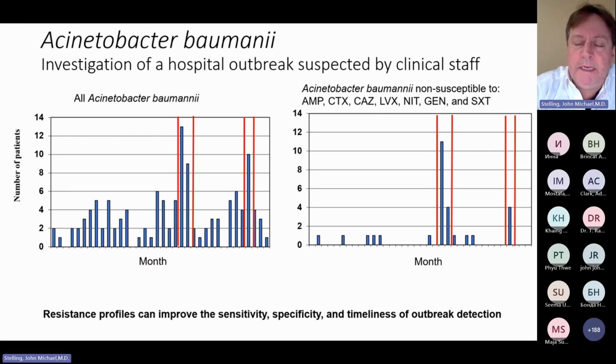We'll come back to this point many times later in this presentation, but resistance profiles can improve the sensitivity, specificity, and timeliness of outbreak detection. We are improving the sensitivity because the graph only includes Acinetobacter with a particular phenotype. We are improving the specificity by removing a lot of Acinetobacter from the baseline that have a different phenotype. And by cleaning up the baseline, improving the sensitivity, we can improve the timeliness of outbreak detection.